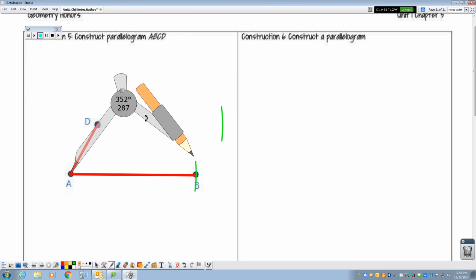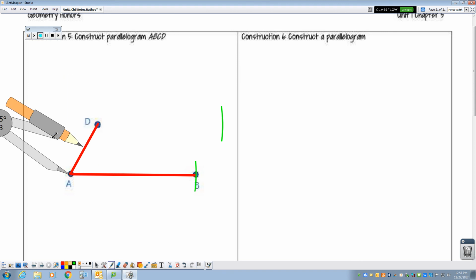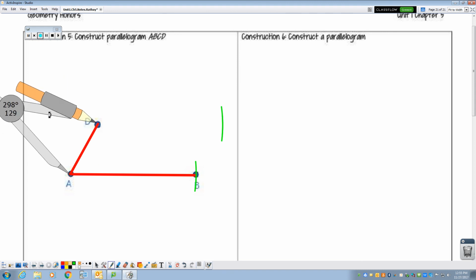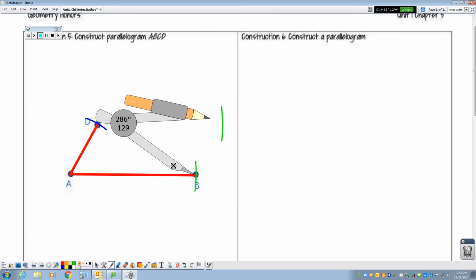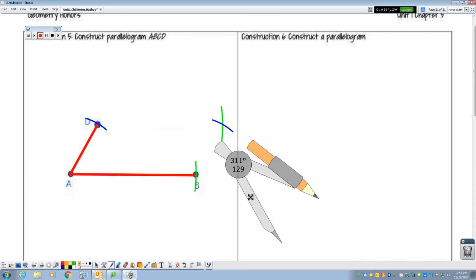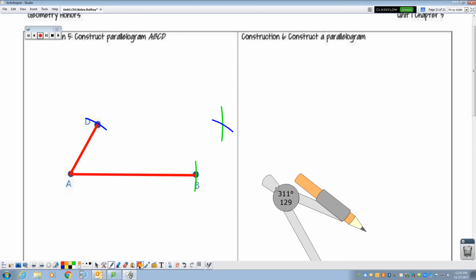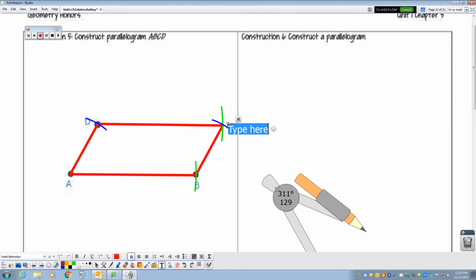Then I have side AD, I measure that. Side BC has to be the same length, and if both pairs of opposite sides are congruent, it is a parallelogram, and we've constructed this so that both pairs of opposite sides are congruent. So if we connect this to the intersection I just found, remember to label it point C, I have a parallelogram.